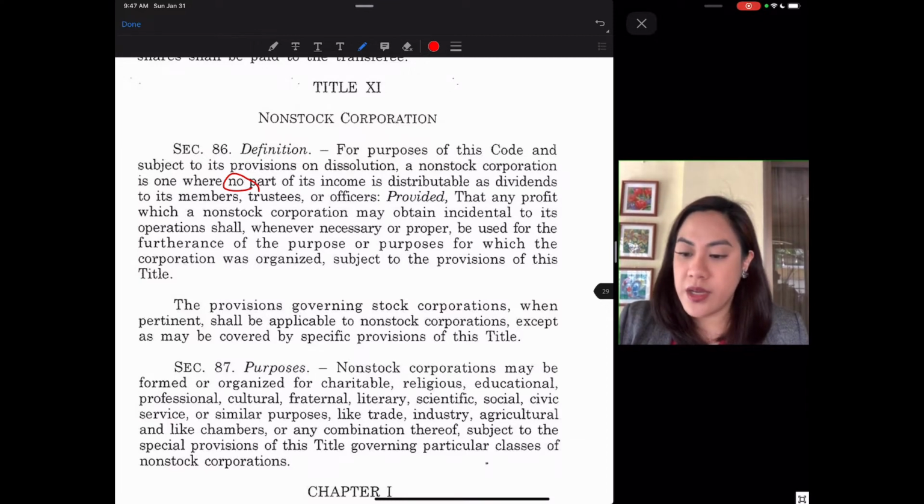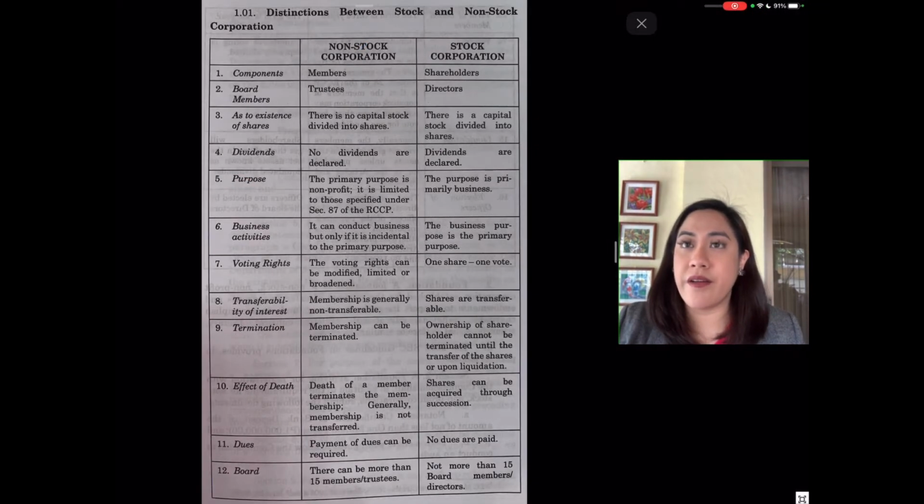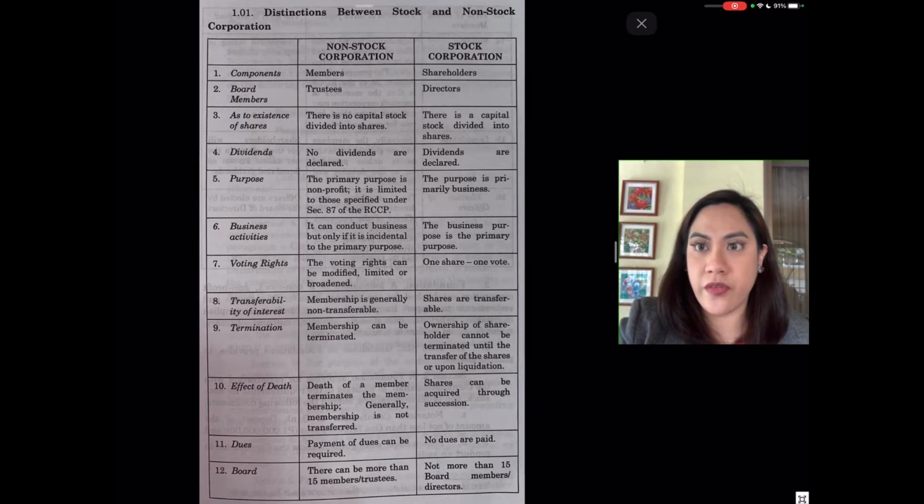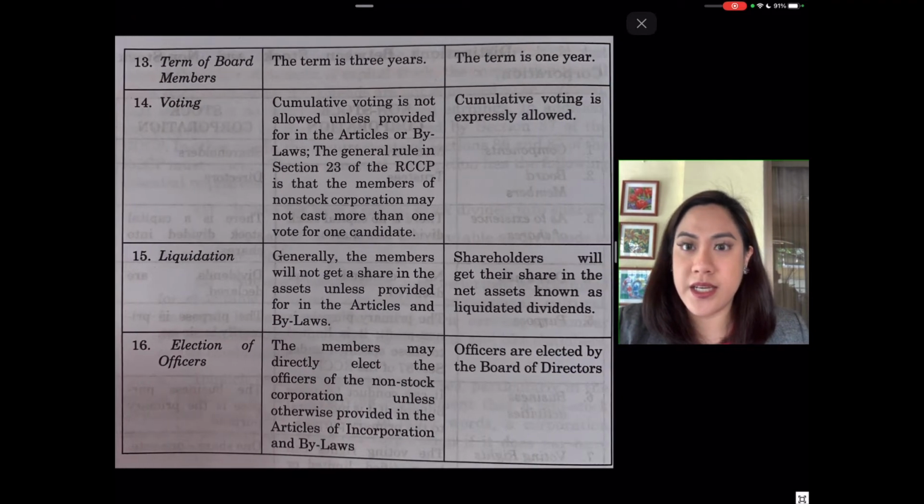So here is the table. For easier reference, I have taken a picture from the book I am using of Aquino and Aquino on the distinctions between a stock and a non-stock corporation. There are actually 16. This is the first page. Just take a screenshot of this. And this is the second page. This is for easier reference so that I don't need to discuss this one by one.